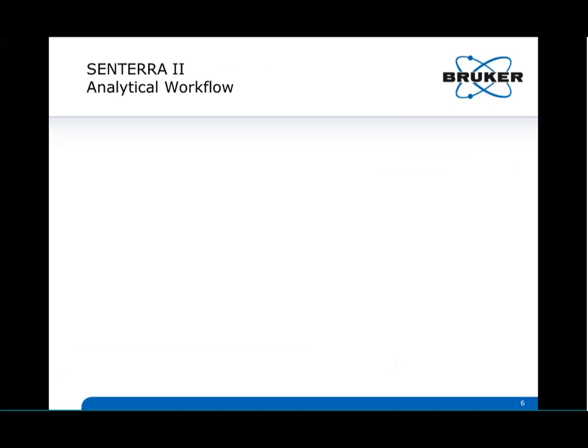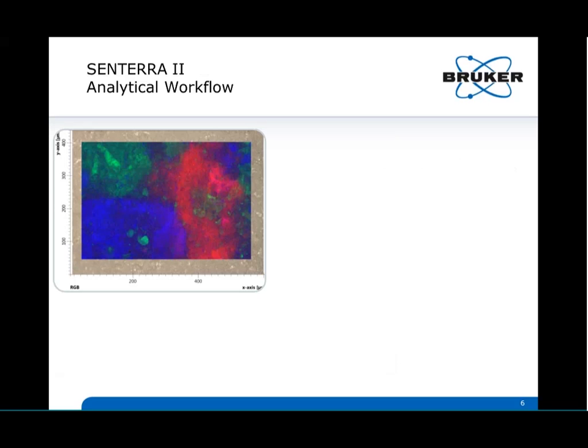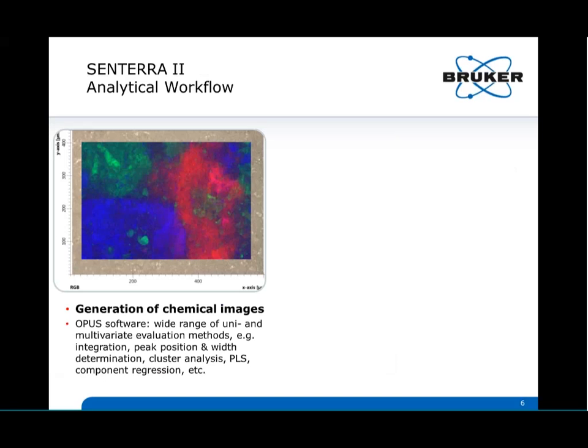The result can be the so-called Raman image, where the different colors represent different areas of Raman spectra. These can be generated in a simple way by just integration of the spectra of certain peaks or areas, but also other means like cluster analysis, partial least squares algorithm, or component regression, and further means are available for the visualization of your result.